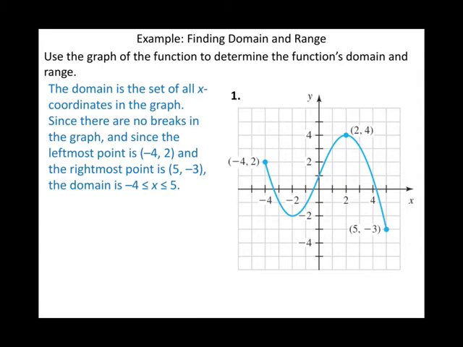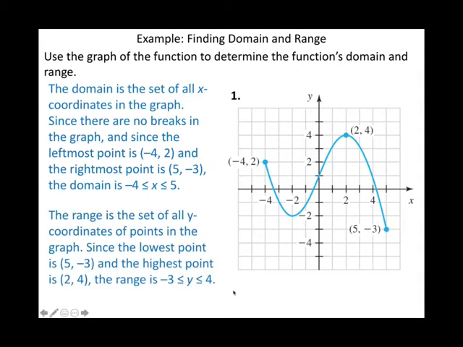And how about the range? Range is the possible values of y. Look at the graph: which is the lowest point? The lowest point is (5, -3). How about the highest point? The highest point is (2, 4). We only pay attention to the values of y. So my range is y between -3 and 4. This is your range.